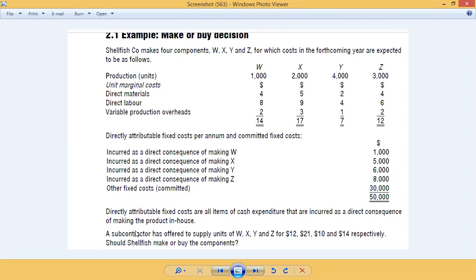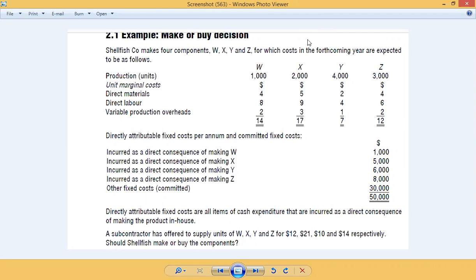A subcontractor has offered to supply units of W, X, Y and Z for $12, $21, $10, and $14 respectively. Should the company make or should they buy? Here, there's no limiting factor. No scarce resources. It didn't mention any resource with limited supply. It means that the company is operating at spare capacity. This question is for spare capacity.